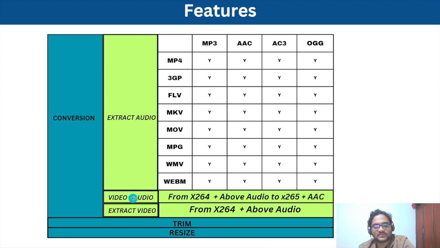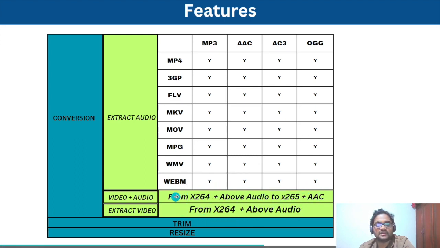Similarly, you can convert one format of video to another format of video encoder. For example, if you have a video of format x264 with the audio encoding mentioned in the table above, we can convert that to x265 plus AAC. There are also other video formats we can convert, but currently we have validated these particular codecs and they are working fine.